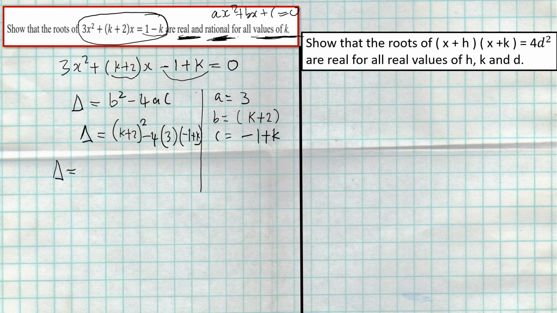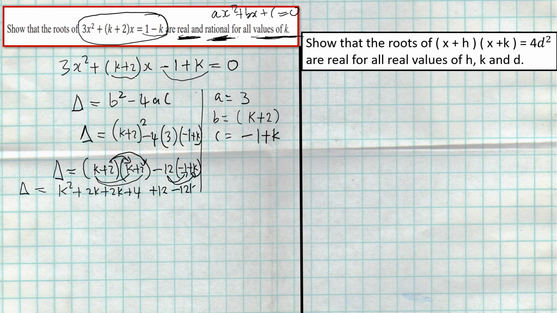Okay, so I'm going to expand this. k plus 2 times k plus 2, minus 4 times 3 is minus 12, times minus 1 plus k, right? So delta will be equal to k times k, k squared, k times 2, 2k, then 2 times k, 2k, then 2 times 2 is 4. Minus 12 times minus 1, positive 12, minus 12 times k, minus 12k, right?